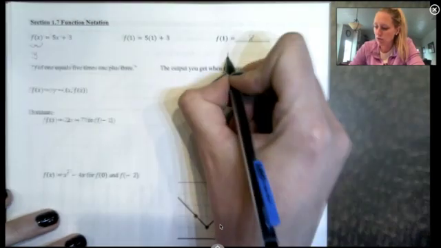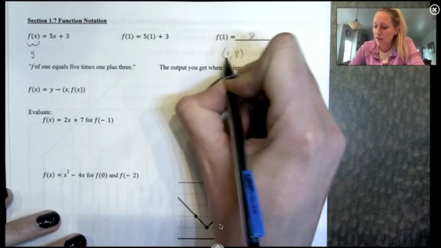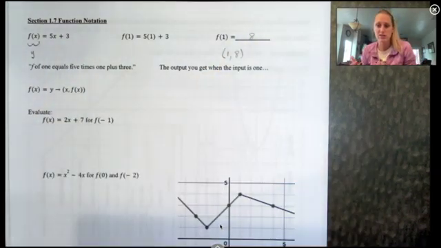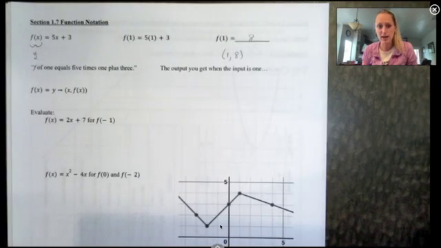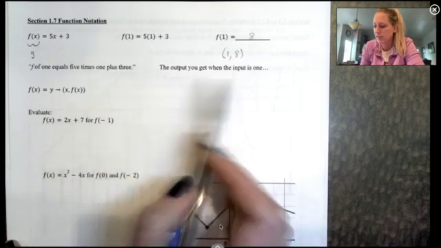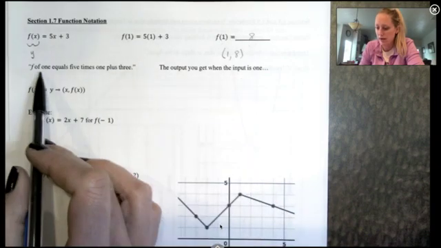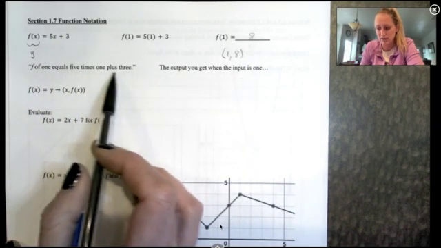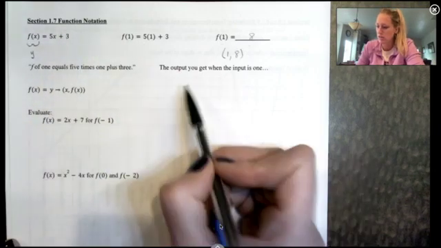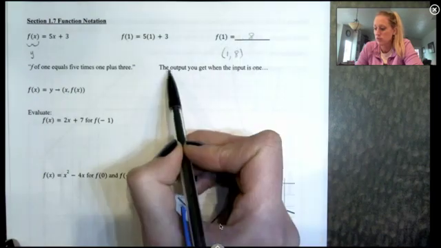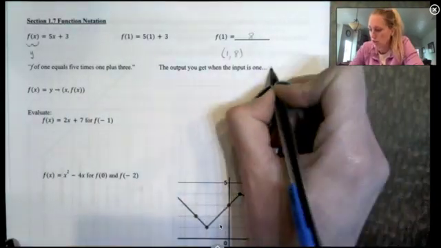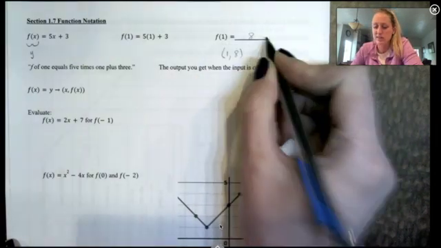The other thing that's useful here, (1, 8) is a point that is on this graph. So again, it's giving us an ordered pair, an x and a y, that are associated with this function. Here's how we can say it in words, you guys. f of 1 equals 5 times 1 plus 3. Saying this in words, the output you get when the input is 1 is 8.